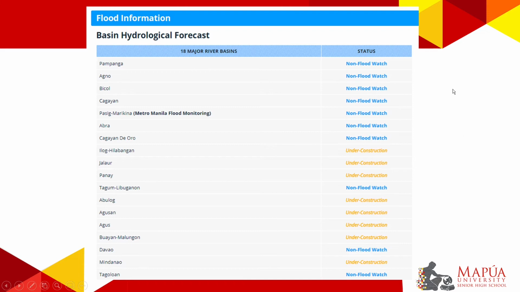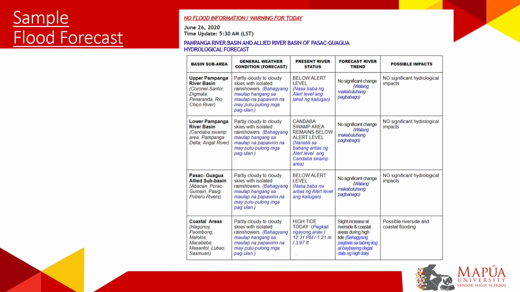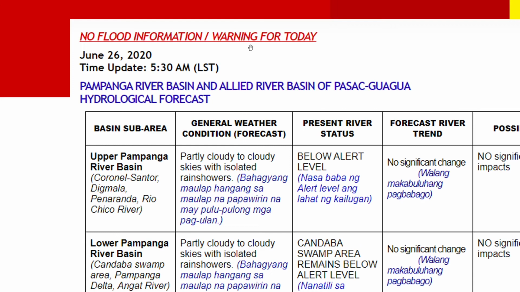If you've noticed, there's a status in each of these major river basins. These statuses are actually what PAGASA does to forecast whether or not flooding will happen. At this point, for example, in Pasig-Marikina, there's a non-flood watch, meaning there's no flood watch happening at that point, which means that the river level is relatively normal. Okay? Now, when it comes to a flood forecast, PAGASA issues what we call a flood forecast. For example, on June 26, 2020, there's no flood information or warning for today.